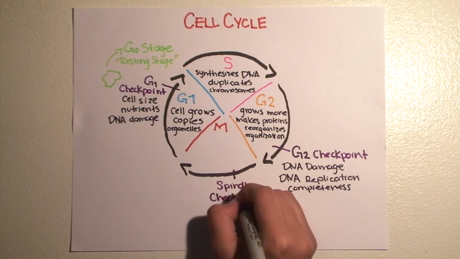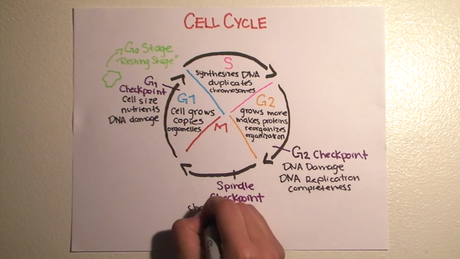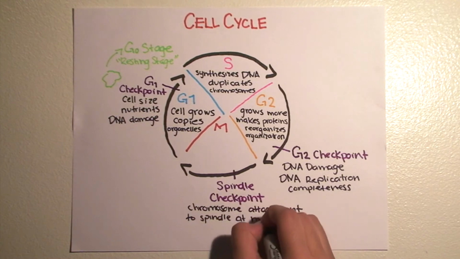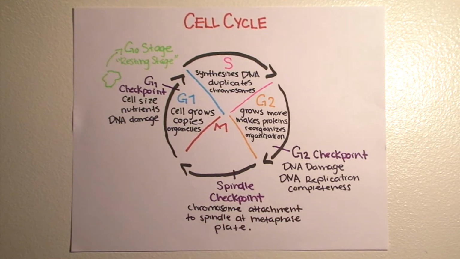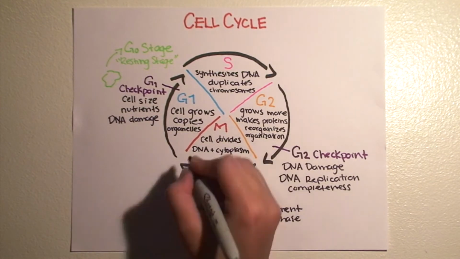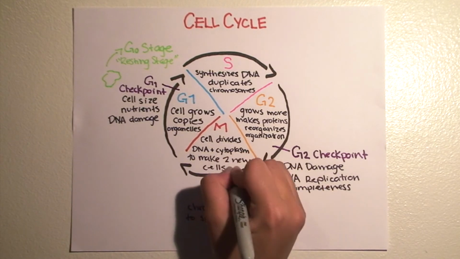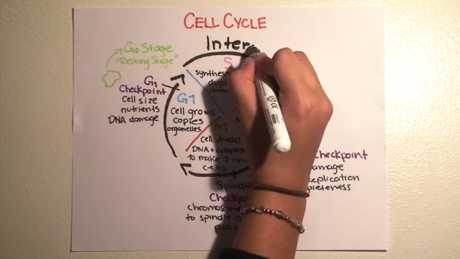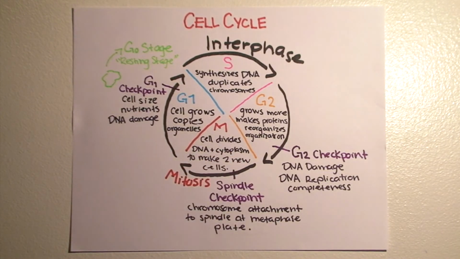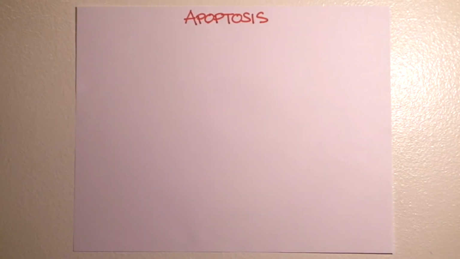Amid the mitotic phase, the cell goes through another checkpoint called the spindle checkpoint or mitotic checkpoint to ensure that the chromosomes are properly attached to the spindle to proceed to anaphase. Overall, in the mitotic phase, the cell divides the DNA and the cytoplasm in order to create two new daughter cells. G1, synthesis, and G2 stages make up interphase, and then there is the mitotic phase, which together make up the cell cycle.